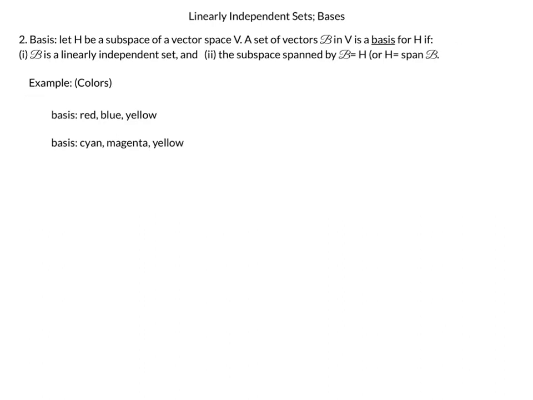Going back to my example of colors, there are two bases you can have for colors: red, blue, and yellow, and the other basis might be cyan, magenta, and yellow. You can add other colors here, like if I wanted to add green to this, that would be fine. It would span the same space. However, it would not be a basis because blue and yellow make green, so they would no longer be linearly independent. So the idea of a basis, again, is that they span your space as efficiently as possible. So this is a basis for all colors.